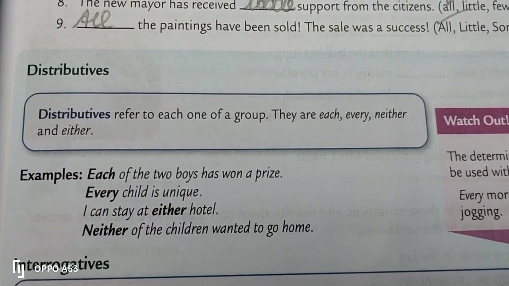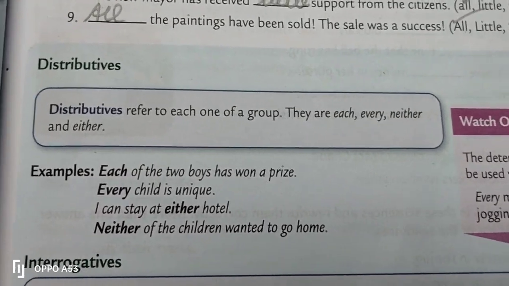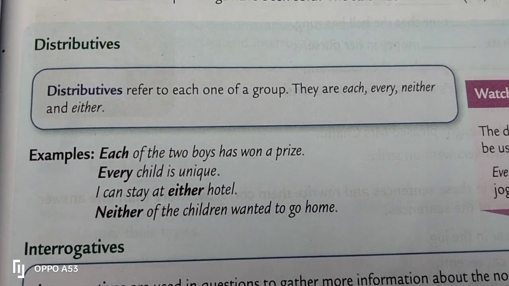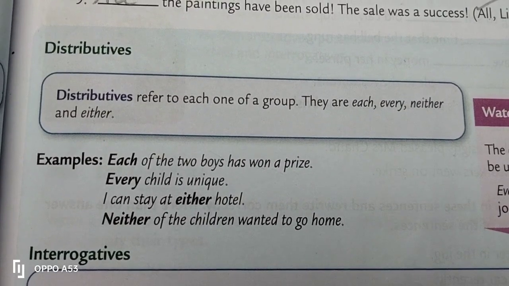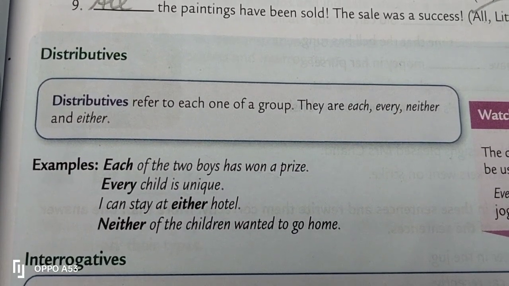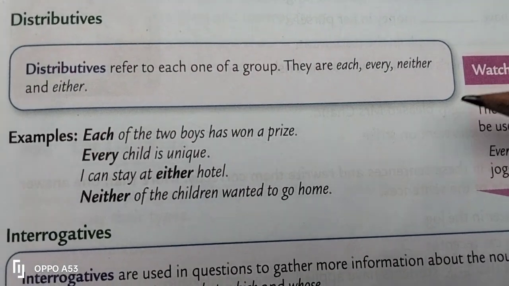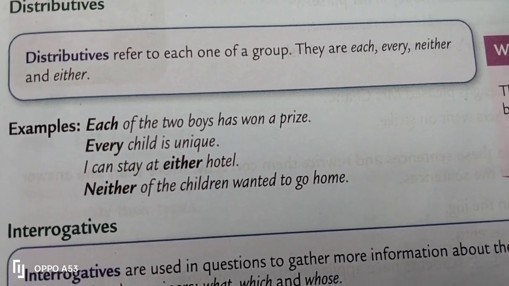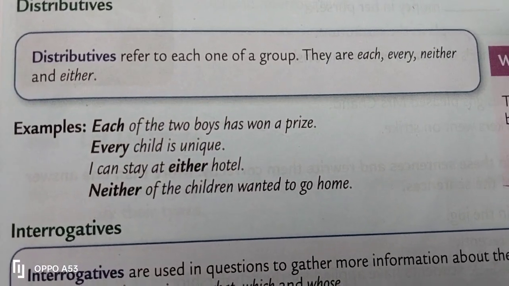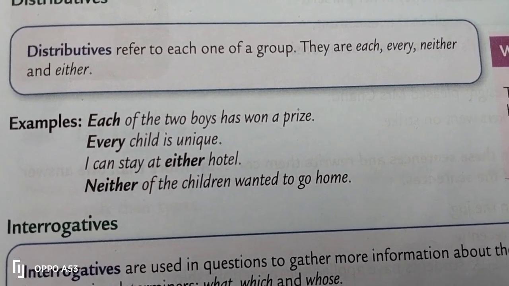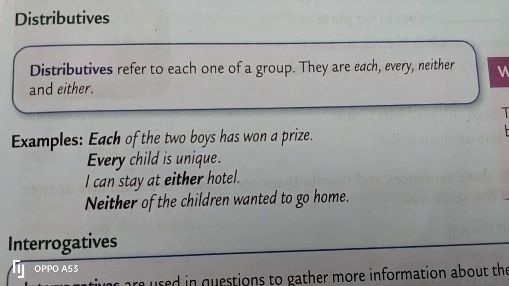This is another area of determiners where students get confused. Distributives refer to each one of a group. So they are like each, every, neither and either. From these examples you have to understand. Each of the two boys has won a prize. Every child is unique. I can stay at either hotel. Neither of the children wanted to go home.